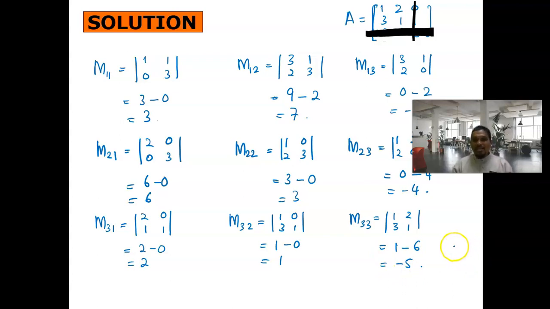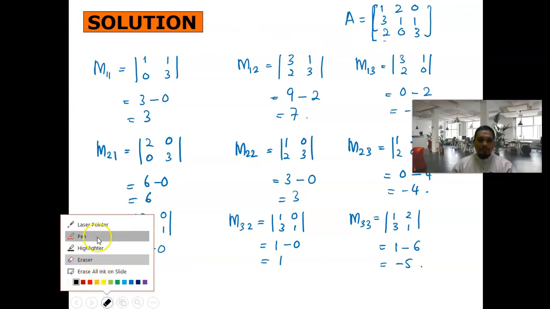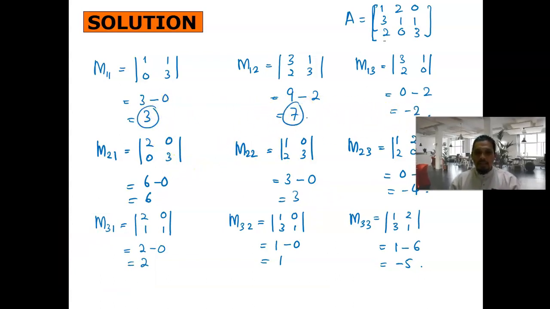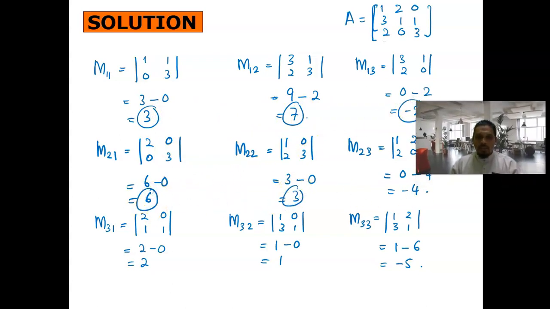So now class, this is the process that is involved to find the minor for each of the elements of matrices of 3 times 3. Now, to get the cofactor, let's list down all of these one by one: 3, 7, negative 2, 6, 3, negative 4, 2, 1, negative 5.